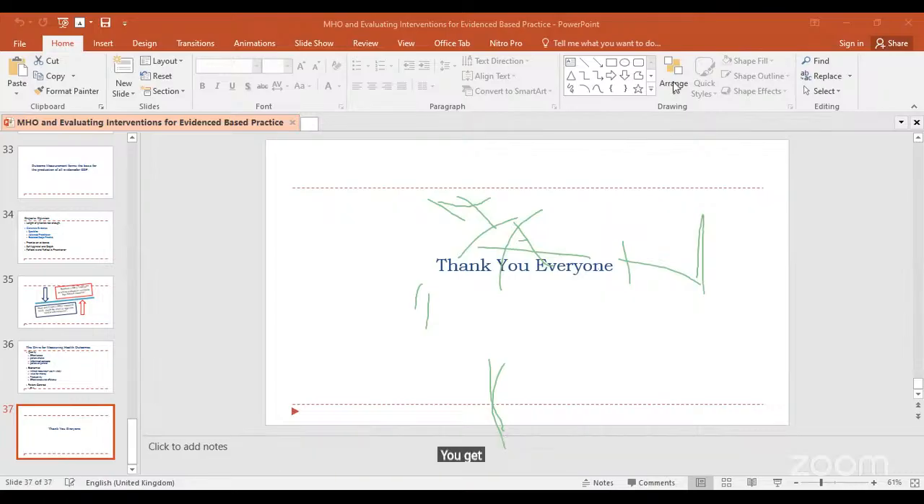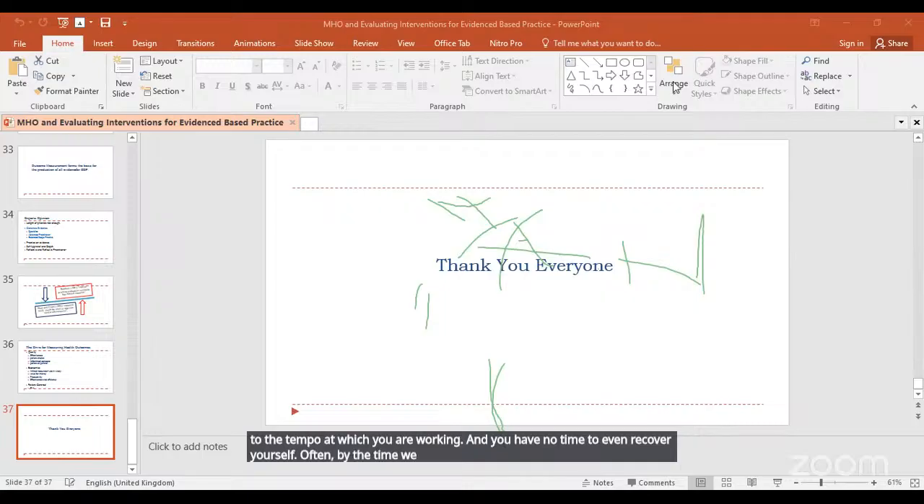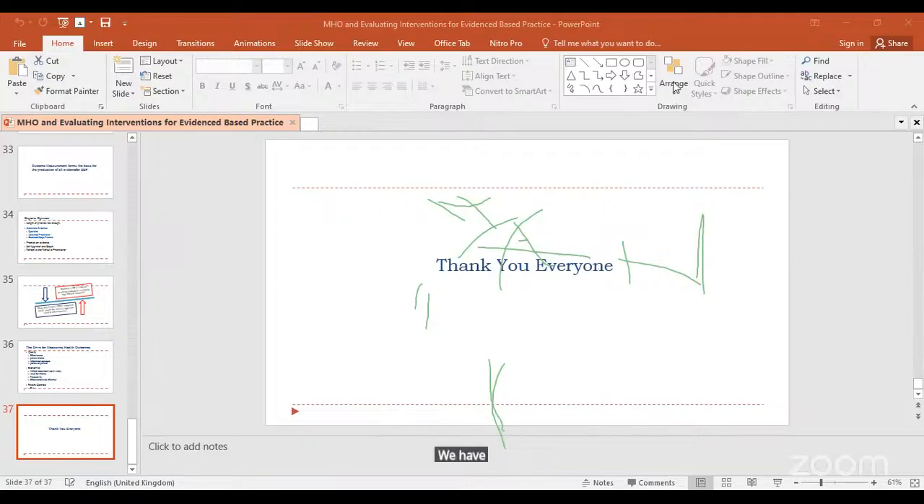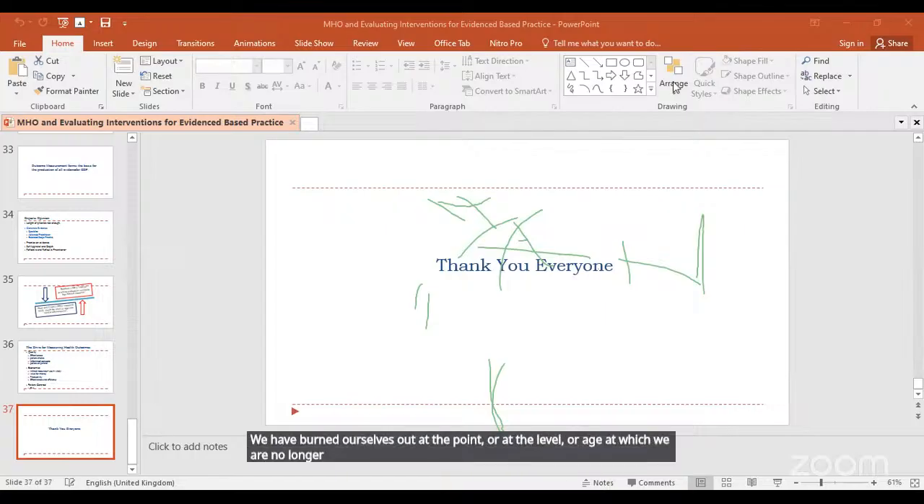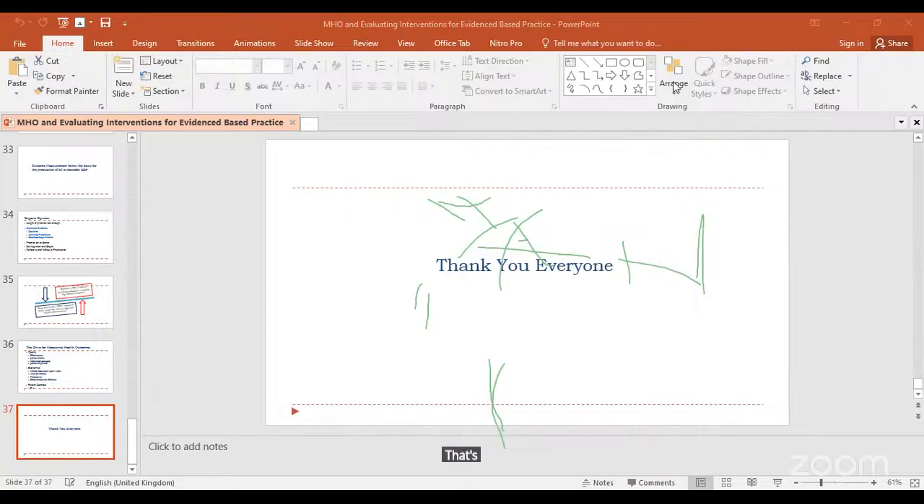You get to a point in which you are burnt out and you just can't keep up to the tempo at which you are working, and you have no time to even recover yourself. Often, by the time we burn out, we have burned ourselves out at the point or at the level or age at which we are no longer productive again. That's when we realize we are burnt out. That's when we realize that we have worked so much, doing so many things, and we have not paid attention to ourselves. Which happens to me.